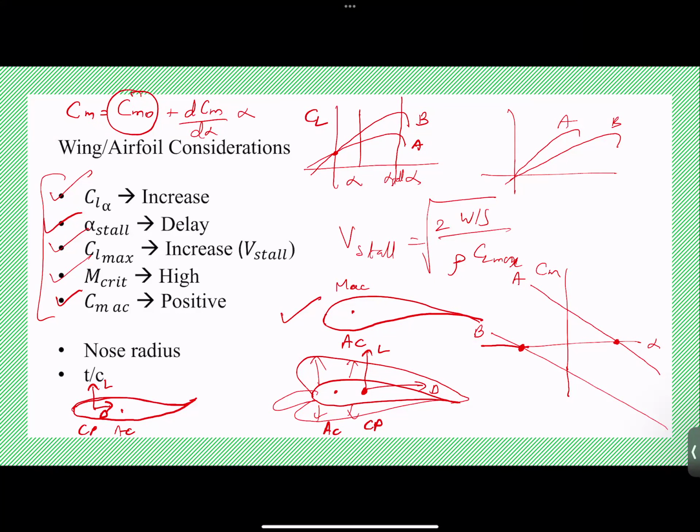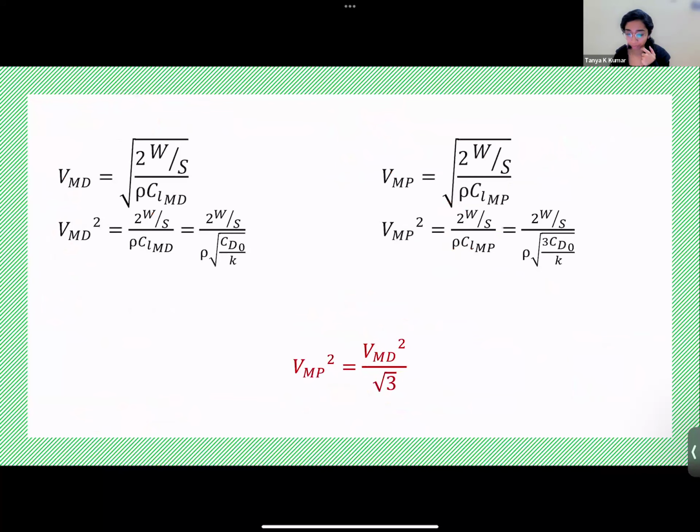Max camber. Max camber, exactly. Anything else? Any other geometric parameters? There are several. So you can look up the NACA series. You've studied that. So you can see how they define those properties and how these change the aerodynamic properties. So these are just some of the geometric parameters. Let's move on.